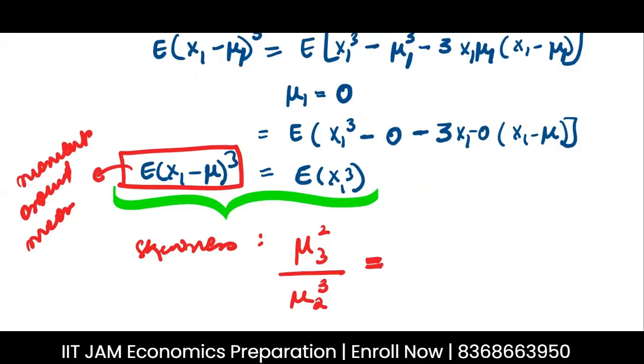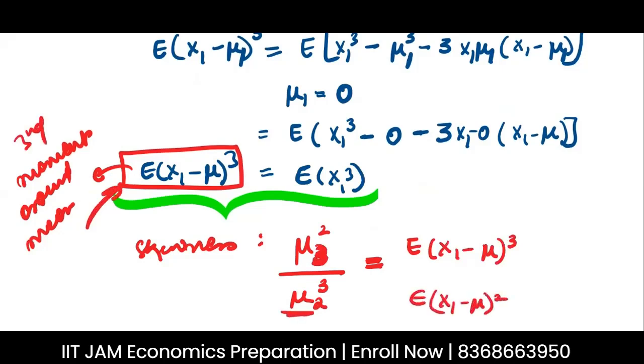So because of this, we can go ahead and say that for the skewness of any variable which is normally distributed, because its mean is 0, this is mu3, which means this is E of (x1 minus mu) whole cube. This is mu3, the third moment around the mean. Mu2 is the second moment around the mean, E of (x1 minus mu) whole square. So this is cubed and this is squared: third moment around the mean and second moment around the mean.